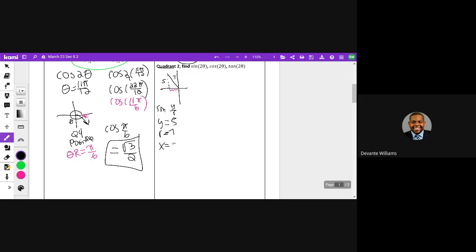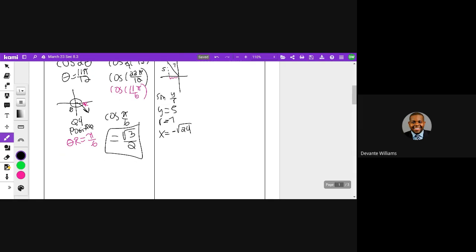All right. So we do Pythagorean theorem here. We got 5 squared, which is 25. 7 squared, which is 49. So we get the square root of 49 minus 25, which gives us the negative square root of 24. We want to simplify this radical. So X equals negative 2 square root of 6. We just simplify that radical from 24.